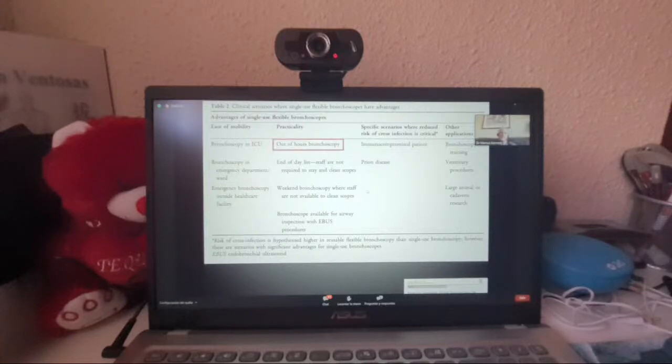Out of hours bronchoscopy, so you don't need anyone to clean the scopes. End of the day list, where staff are not required. Weekend bronchoscopy, bronchoscope available for inspection during an EBUS procedure. Immunocompromised patients, the prion disease where the scope would have to be destroyed. Bronchoscopic training, veterinary procedures, large animal research.